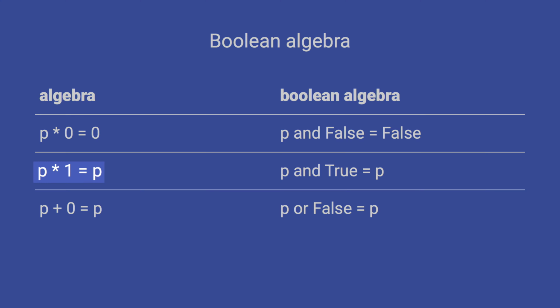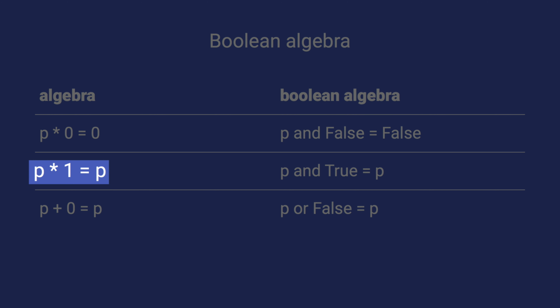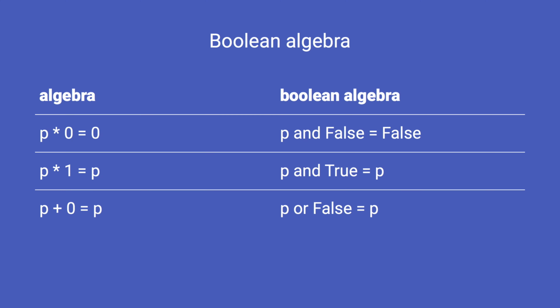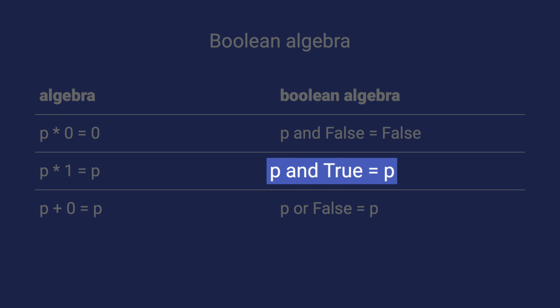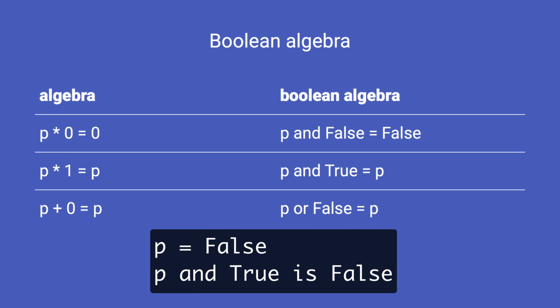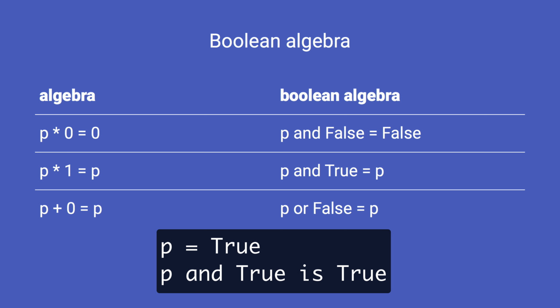The corresponding Boolean rule for the arithmetic rule that multiplying by 1 produces the same result is that either Boolean value ANDed with true produces the same result. If p is false, false and true is false, which is the value of p. If p is true, true and true is true, which is the value of p in this case.